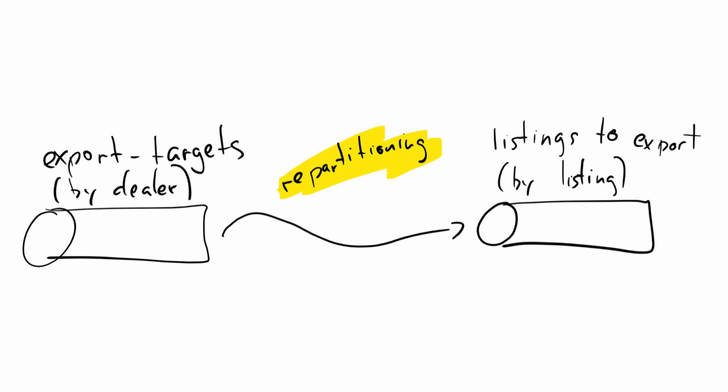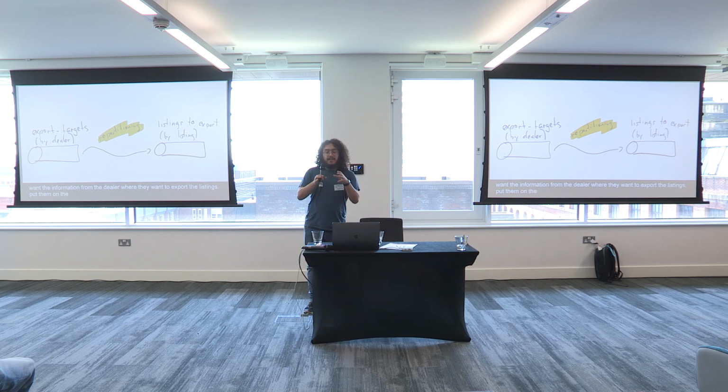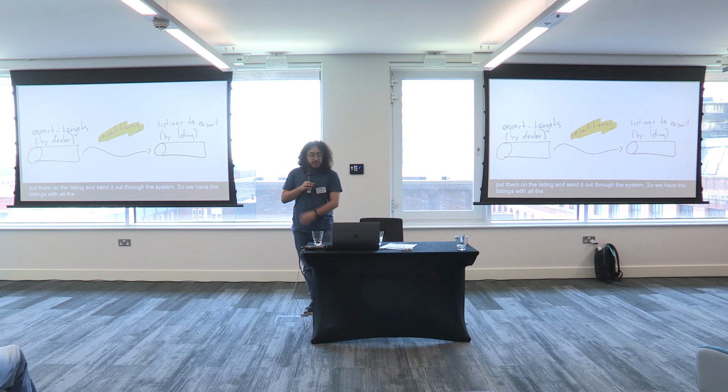This is actually happening to us. So let's assume that we have a dealer that contains a stock of listings, 5, 10 listings, 10 cards that they want to sell. Each listing has an ID, and what we want to do is get the information from the dealer where they want to export those listings, put them on the listing, and send the listing across the system. So we have, at the end, a listing with all the export targets, all the marketplaces that we want to export to.